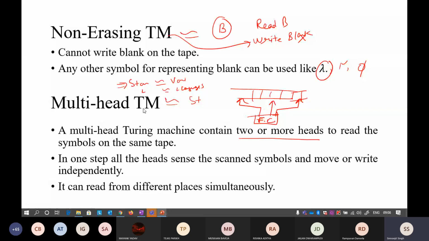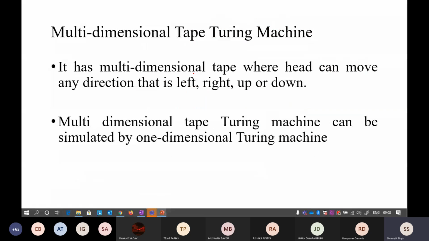Okay, so now the next variation is the multi-dimensional tape Turing machine. Multi-dimensional is simple. The tape will look like this. Now your head can move up, down, left, or right. Only the tape placement is changed.